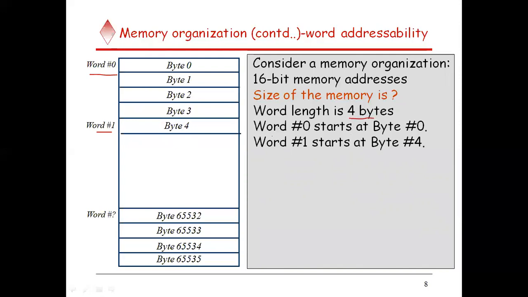In that case, word 0 will start at byte 0, but word 1 will start at byte 4. These are a few organizations. How we are using them and all those things we will see later. This is just an introduction to the next chapter. So you should know what you mean by byte addressability and what you mean by word addressability.